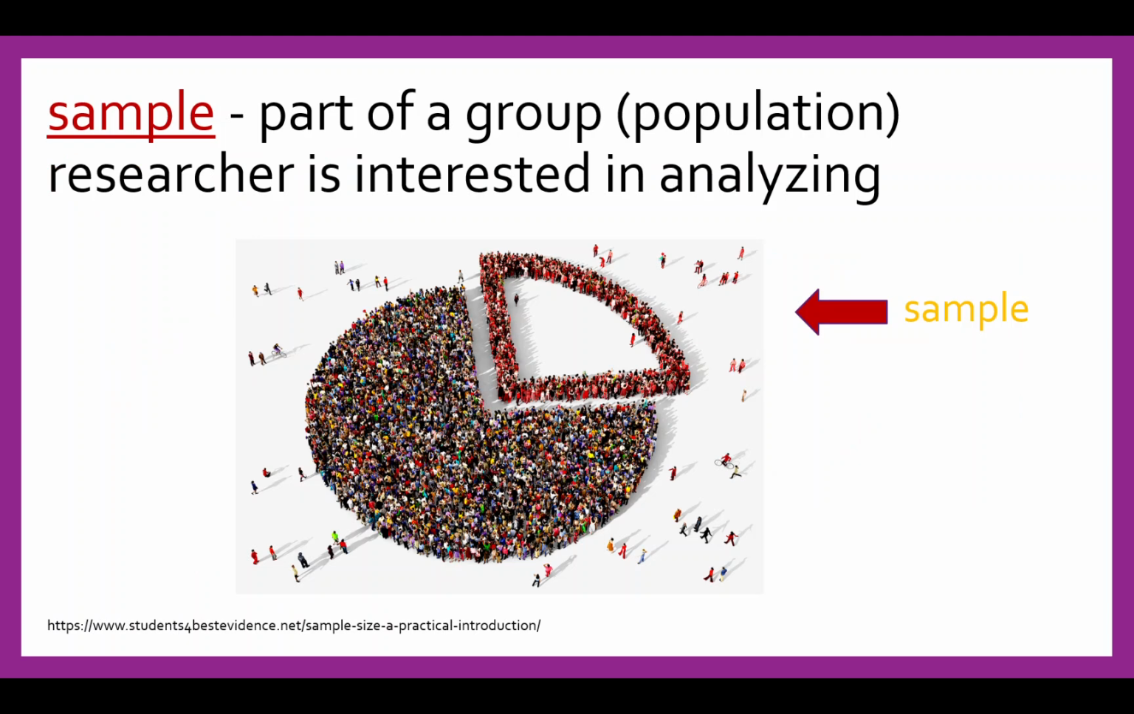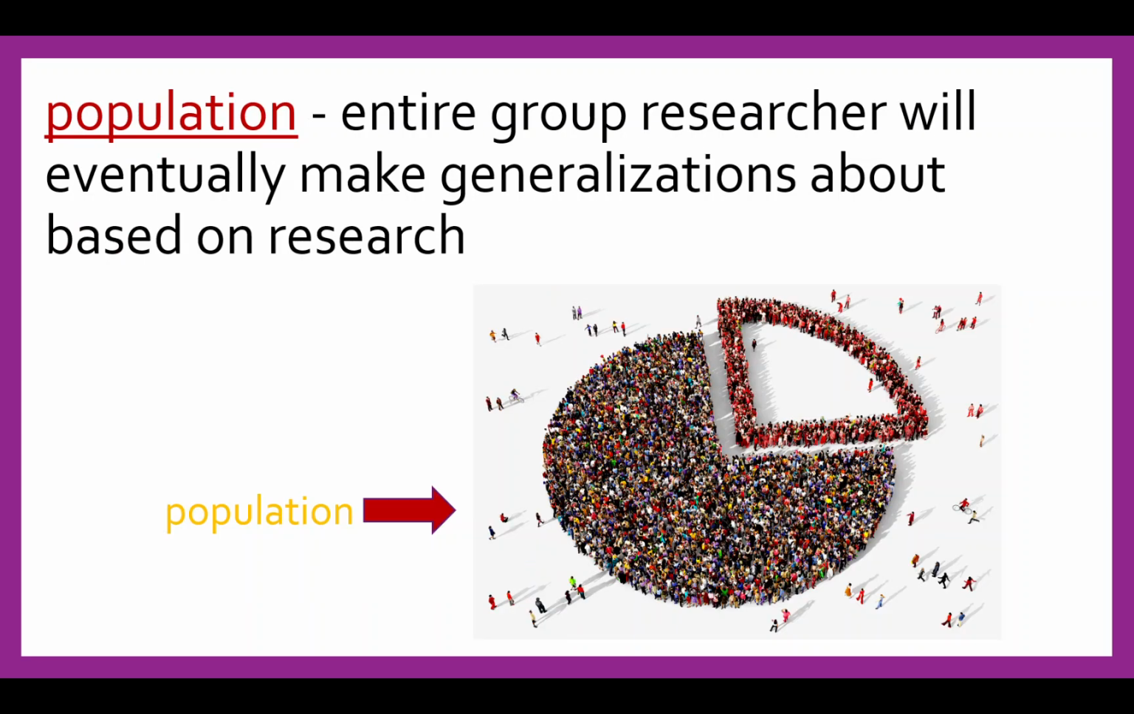Now, when conducting a survey, you need to know what a sample is. It is simply part of a group. It is the part of the population that the researcher is interested in analyzing. A population is the entire group. I'm going to go back and forth. Entire population, the little triangle, that's just the sample, the part of the population you're actually going to study.